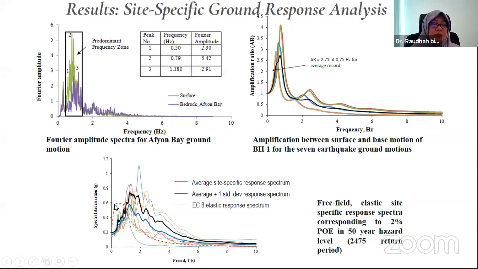See? Eurocode is giving us a very smooth curve to the left, very rigid. But the real situation is actually that it's shifted to the right, which is the longer period of the building. That is very true because the condition in Malaysia is subjected to long distance earthquakes.